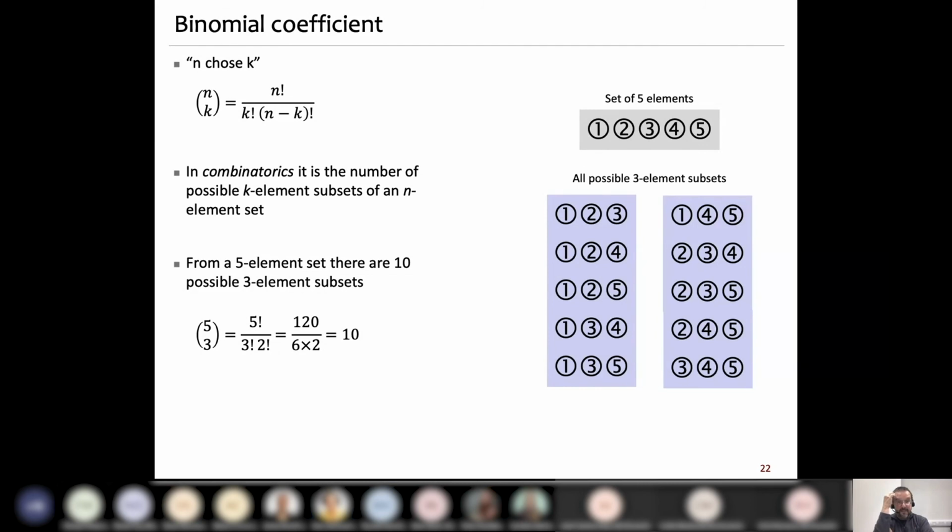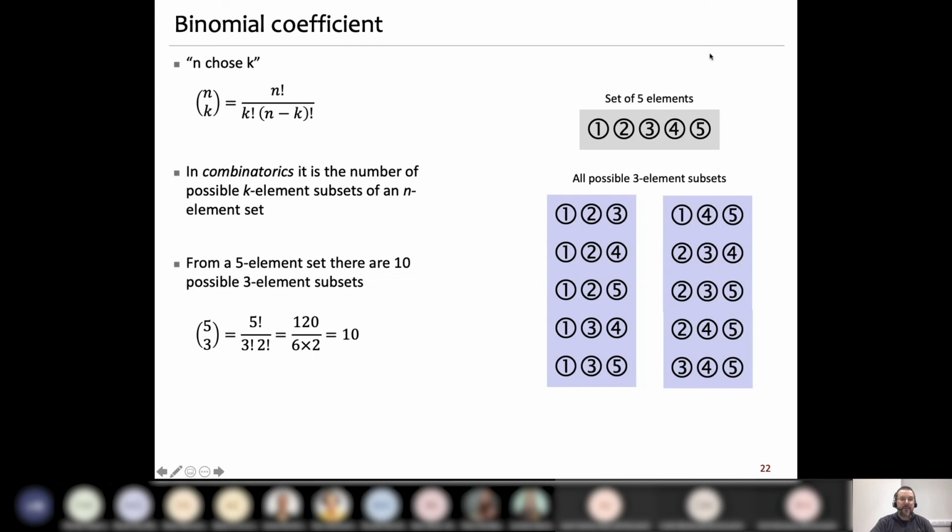And to answer this, well, first I have to introduce the binomial coefficient. You might be familiar with this. If not, it's represented like this, n choose k. This is in brackets n over k, but we read it n choose k. And it's given by this formula. Exclamation marks denote factorial. Factorial is a product from 1 to n, so it's 1 times 2 times 3 times 4 up to n. And in combinatorics, this is the number of possible k-element subsets of an n-element set.